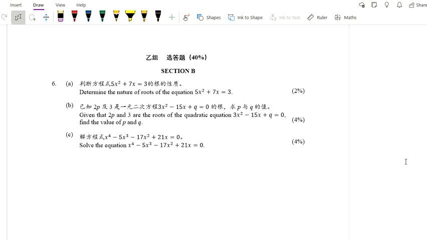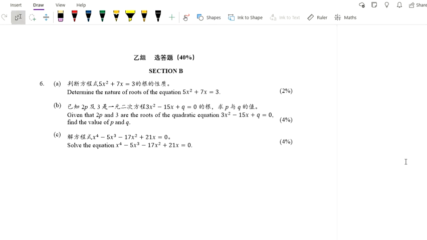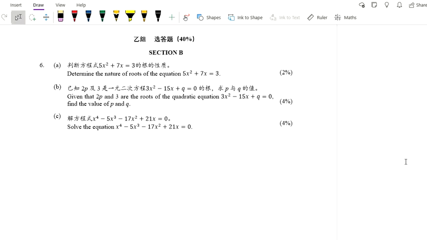Okay, now we will do section B, and we have 7 questions in this section. Okay, so for 6a, determine the nature of roots of the quadratic equation 5x squared plus 7x equals to 3. Okay, so first of all, what is nature of roots?